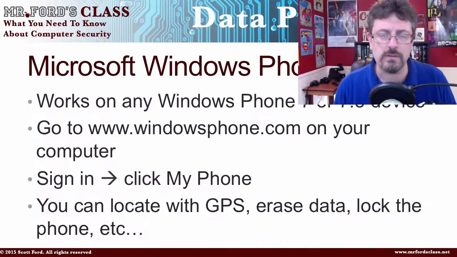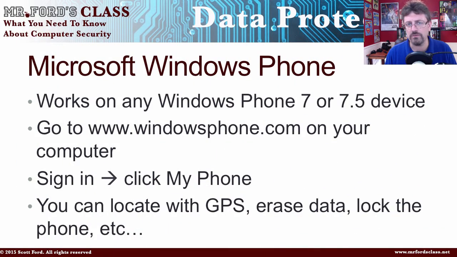And finally, for those of you who are Microsoft Windows Phone users, this works on any Windows Phone 7 or 7.5 device, and you need to go to www.windowsphone.com on your computer, you sign in, you click My Phone, and you can pretty much do the same thing: GPS tracking, erase data, lock the phone, etc.